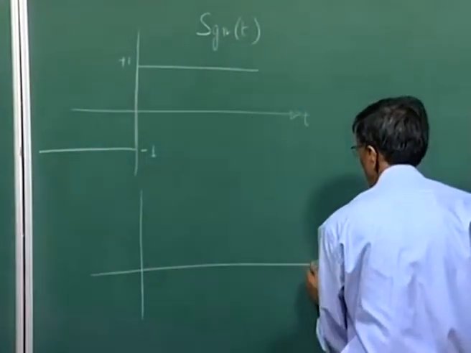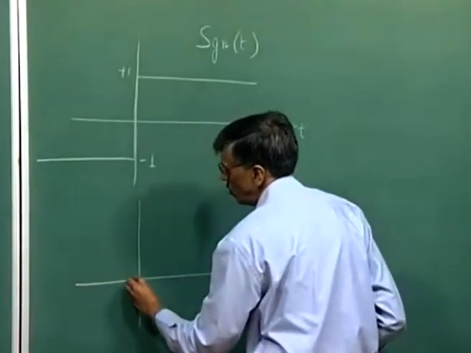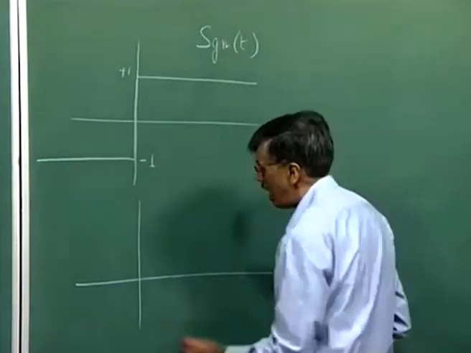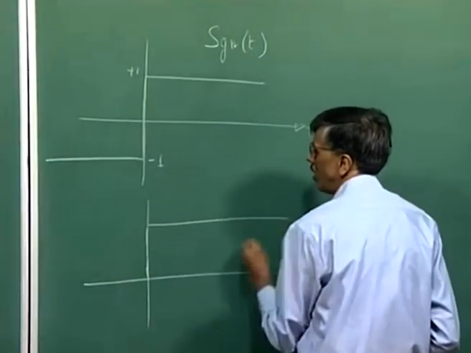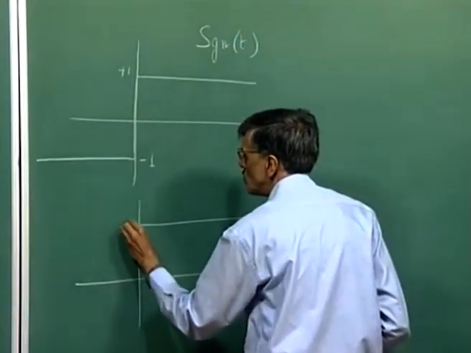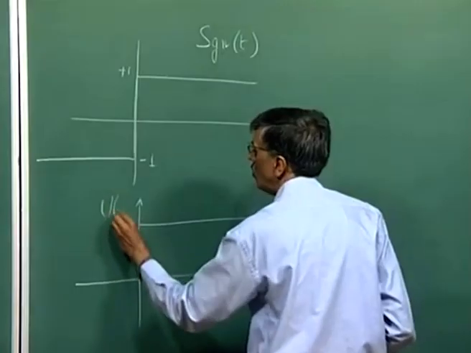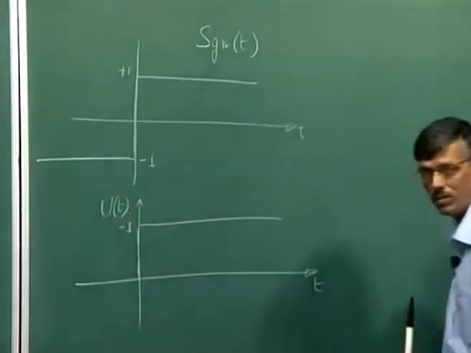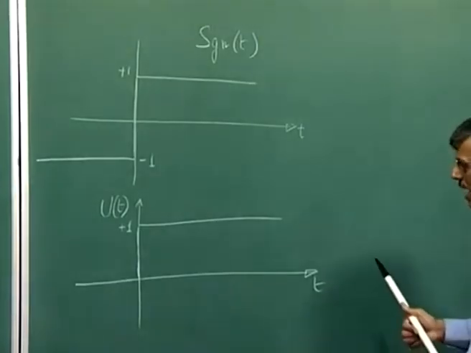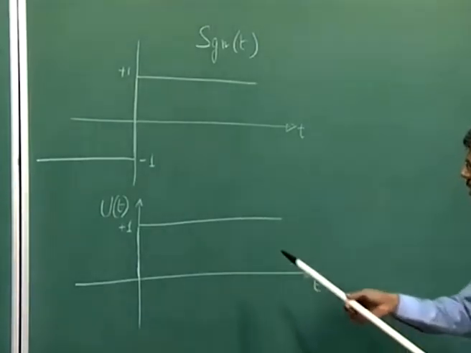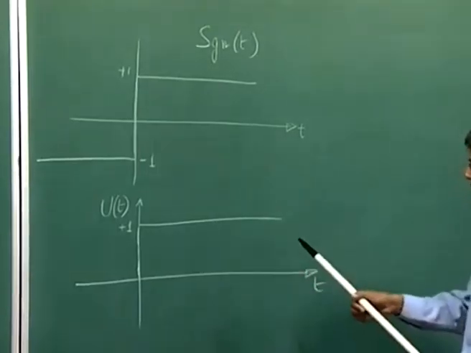You also know that the Heaviside function is this: it is 0 for all negative arguments, then it becomes 1, and this function we are calling u of t. Now, you can see that these two are somewhat related. These two are somehow related.